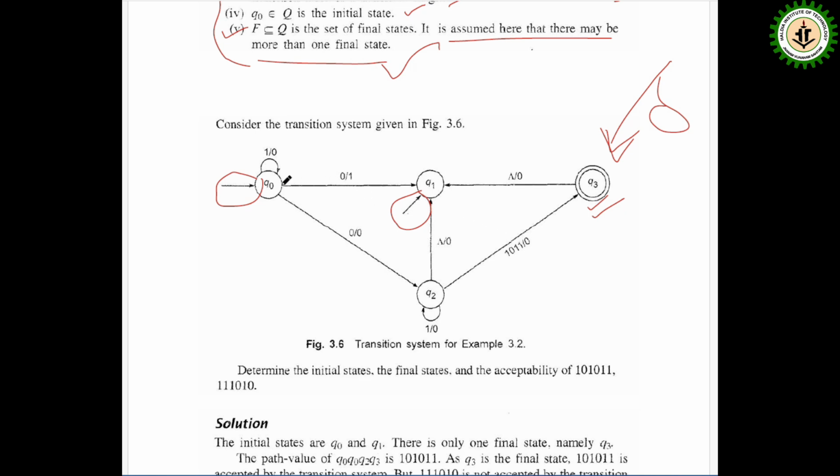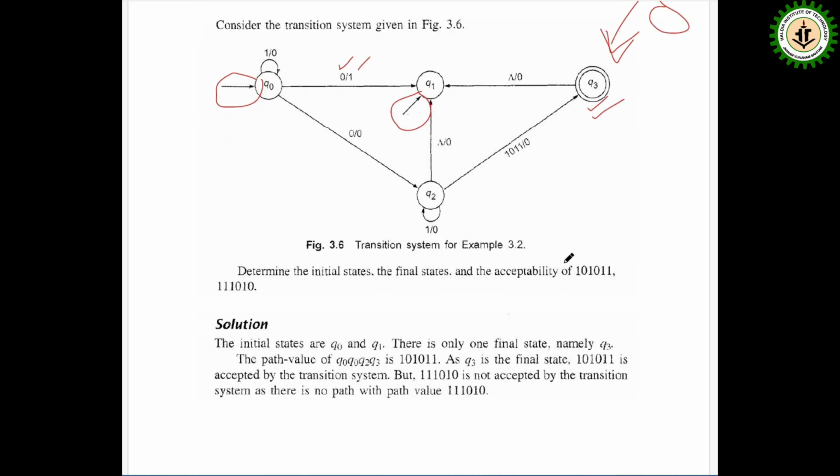Whenever there is an edge, there is a combination of 0 and 1, where the first symbol signifies the input and the second symbol signifies the output. So if there is a state transition from Q0 to Q1, it will happen if the input is 0, and during the transition it generates an output 1. In that way, the transition diagram is defined.